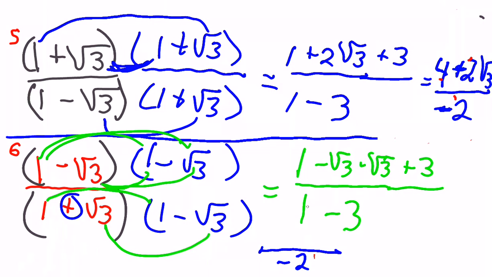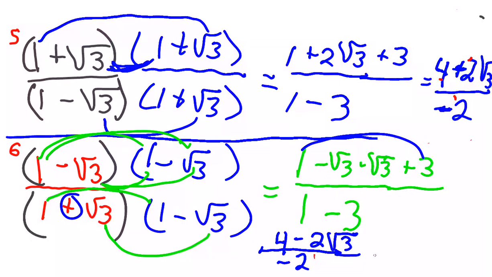And on the top, that was the 1 take away 3. And on top you have a 1 and a 3, which is 4. And what else on top? Negative square root of 3 and another negative square root of 3 is negative 2 square root of 3. That's what's on top. And you could still, like we did on the last problem, you could factor the top, or most of you do better with just dividing negative 2 into both those numbers.